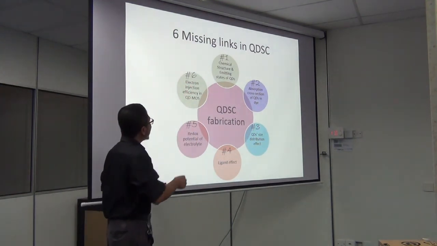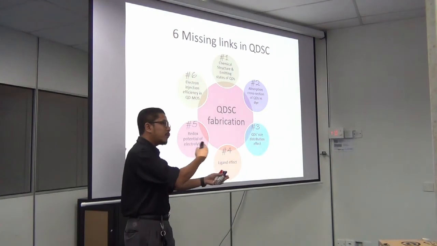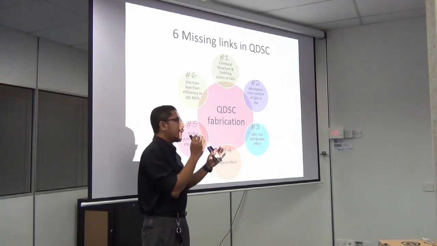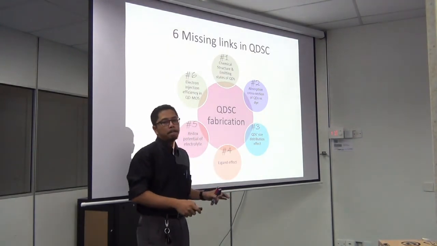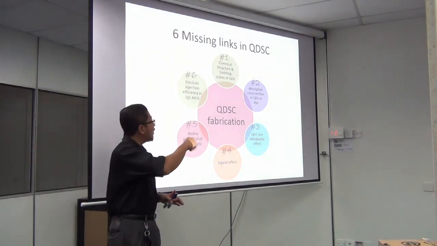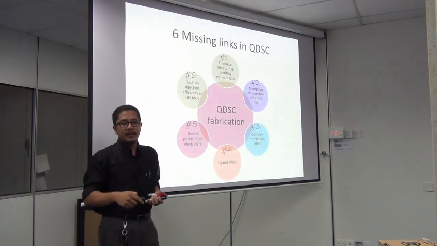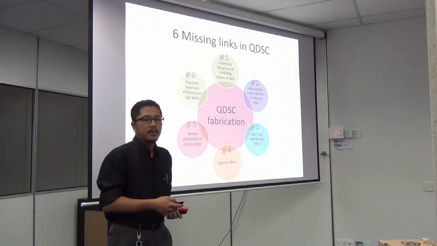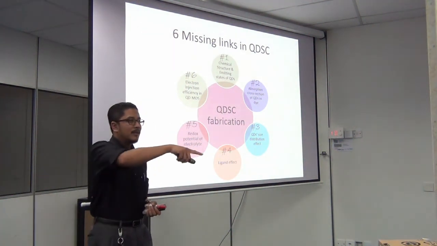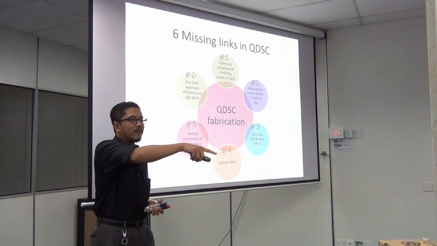Number 6, electron injection efficiency in quantum dot MOS, meaning that the electron injection from the quantum dot to the TiO2 has never been studied thoroughly before. So we are the pioneers for these 6 missing links, still looking for extra missing links to solve the problem in quantum dot solar cells, which is the task of Kak Farha over here. She's working on that.